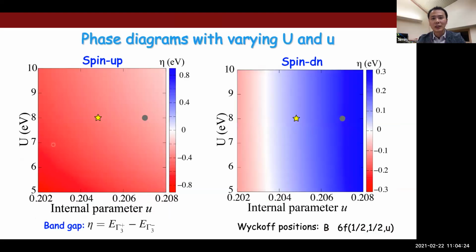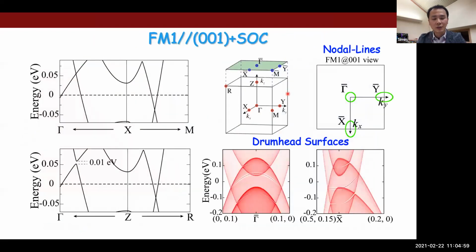Okay, no problem. Here we also consider the influence of the Hubbard U and the internal parameter mu on the band inversion. The red color represents the negative band gap. The blue color represents the positive band gap. As we can see, the band inversion with a negative band gap happens in the whole parameter space in the spin up state. We also find the Hubbard U doesn't change the band gap of the spin down state. Then we consider the spin-orbit coupling of these systems.